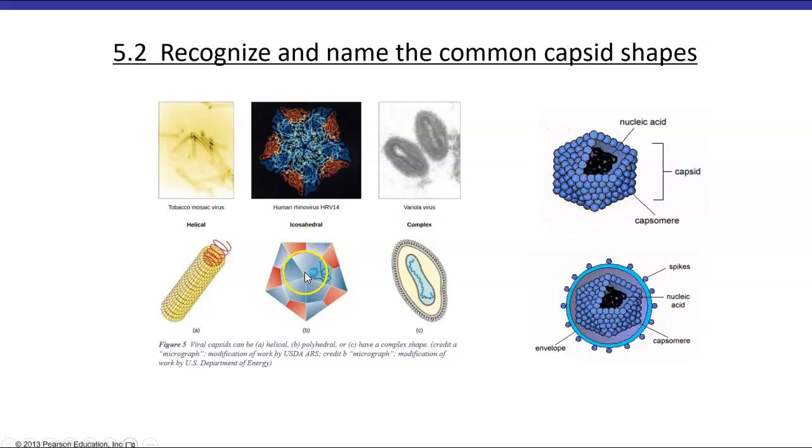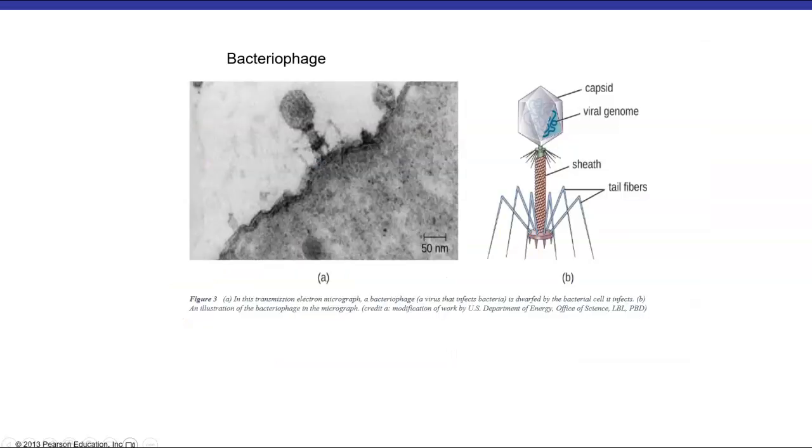The third shape of capsid is complex. And I don't like this example as much as I like the one on the next page, so let's look at that. Here's a complex virus. What that means is you have multiple parts. If you look at this virus, it's got this icosahedral head, it's got a helical sheath, and then it's got these other tail fibers and all this weird stuff to it.